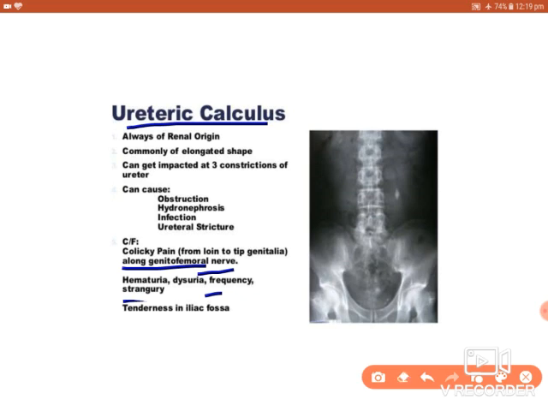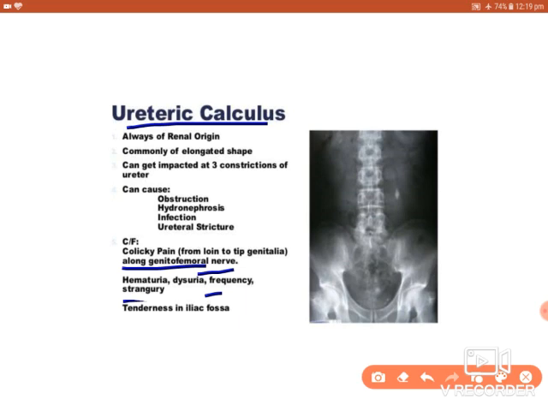We have seen the three locations of the ureter where the ureter is narrowest. That is the three constrictions we have seen: one is at the ureteropelvic junction, the pelvic brim, and the vesico-ureteric junction. So urinary stones can get stuck in those areas.